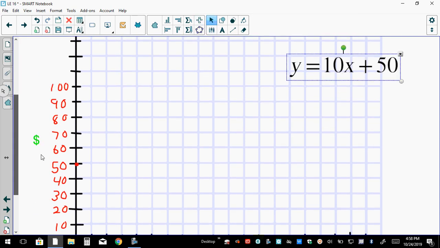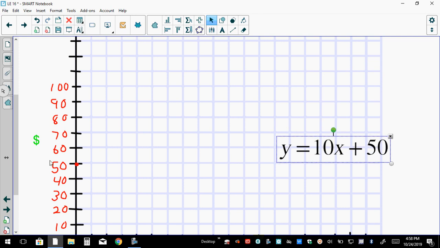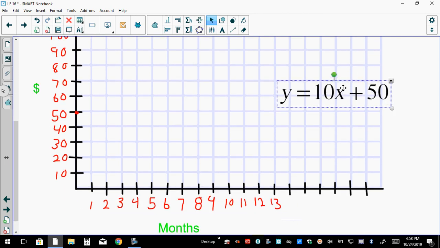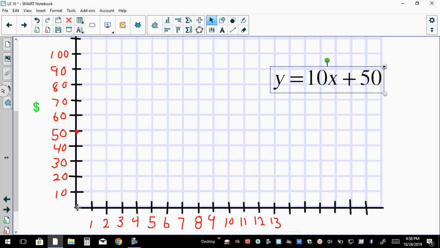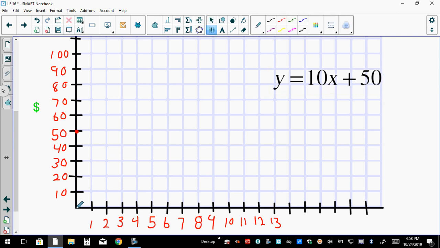Notice what I did here when I rewrote it. I put the 10x up front because that's the mx, and I put the 50 as a start value. So I pretend this is the 0, 0, right? Because if you were to go that way, you'd go negative, and that way you'd go negative. This is 0, 0 right here. So at month 0 she starts at $50. That's this value right here, $50. That's where you're starting. You're not starting at 0, you're starting at 50.